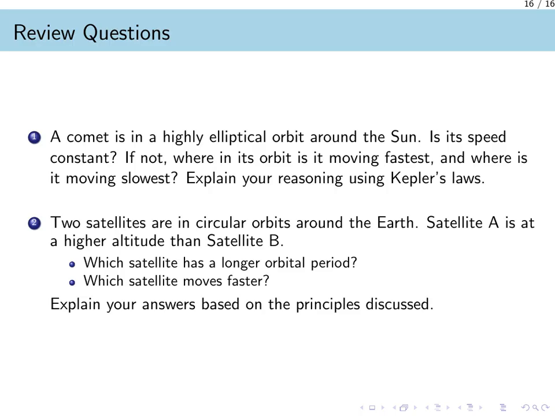Satellite A is at a higher altitude, meaning it is farther away from the Earth than satellite B. Which of these 2 satellites would have the longer orbital period, taking more time to go around once? And, perhaps counterintuitively, which satellite is actually moving faster? Take a moment to think through these scenarios. Try to explain your reasoning using the physical principles and equations we have just discussed for orbital motion.